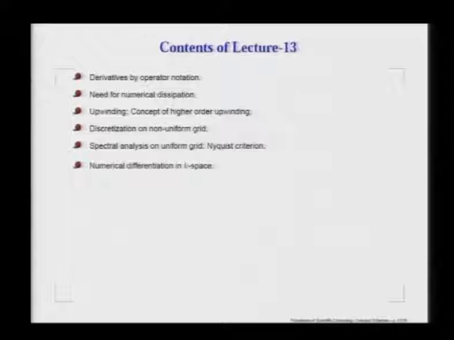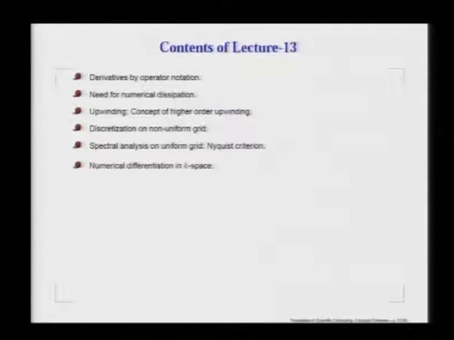Once we set this stage for the discretization, we need to be able to analyze the effect of such discretization, and one of the methods that will be central to this course is what we call spectral analysis. That means, instead of studying the problem in the physical plane, we will be studying the problem in the wave number frequency plane, or k omega plane. That is the essence of spectral analysis.